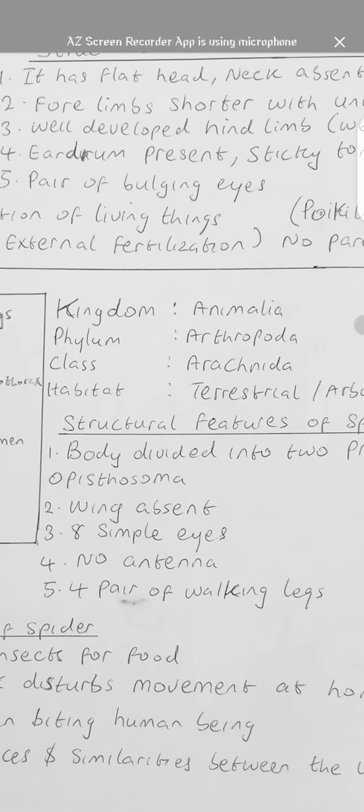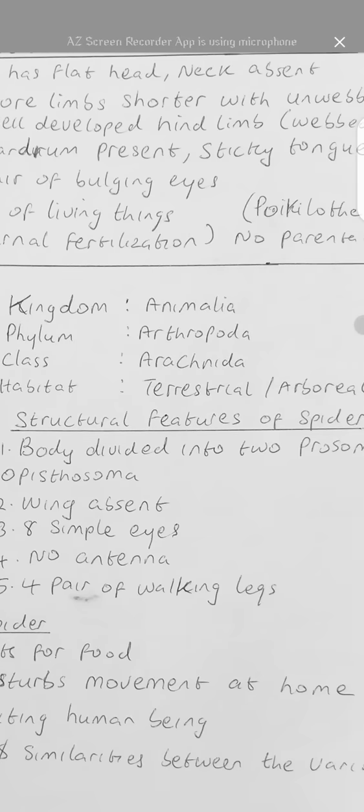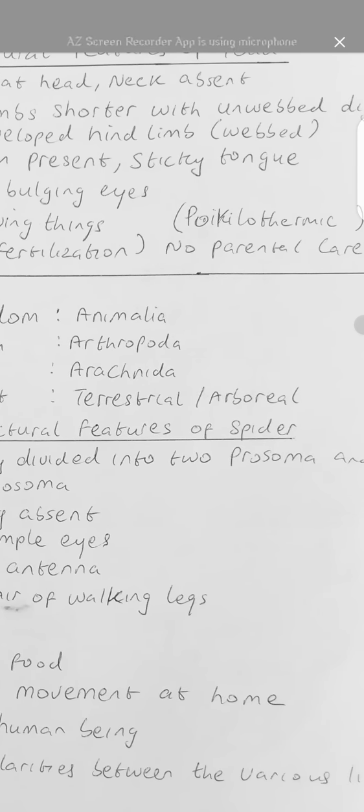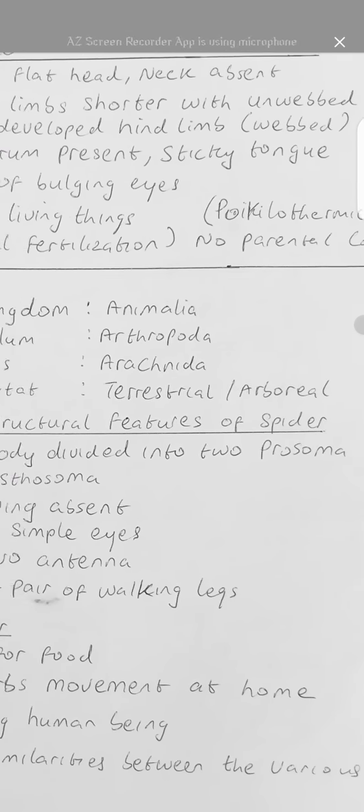So the first one is kingdom. It belongs to kingdom Animalia. The phylum is Arthropoda. That is the largest phylum in the animal kingdom. The class is Arachnida. The habitat, terrestrial, stays on land, arboreal, that's trees.